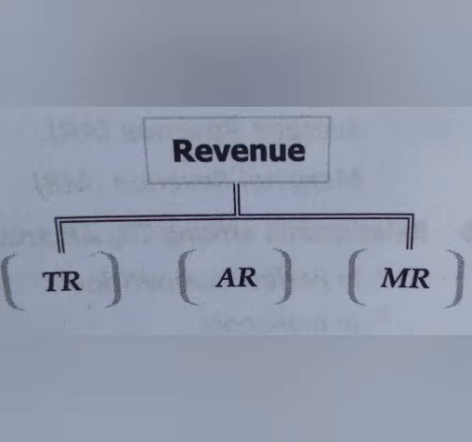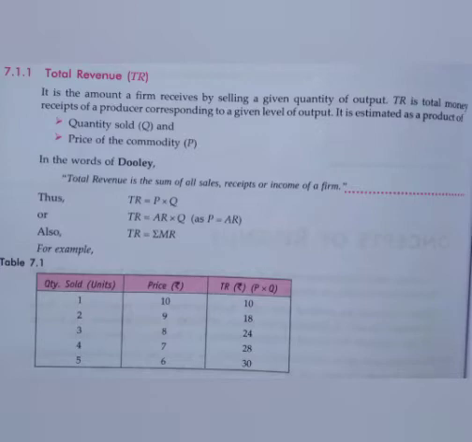There are three types of revenue: total revenue or TR, average revenue AR, and marginal revenue MR. Now let us understand in detail these different types of revenue. Let us first understand total revenue. It is the amount a firm receives by selling a given quantity of output. Total revenue is the total money received by a producer corresponding to a given level of output. It is estimated as the product of quantity sold Q and price of the commodity P.